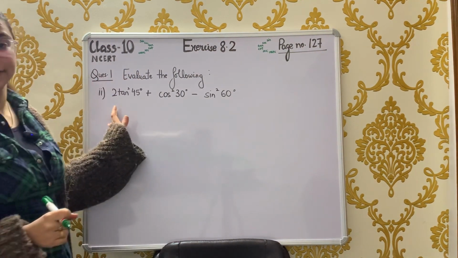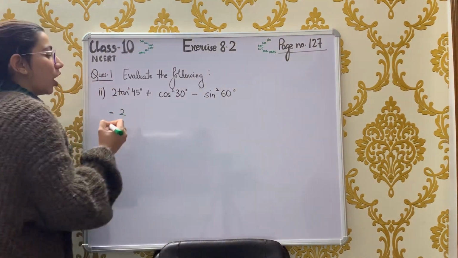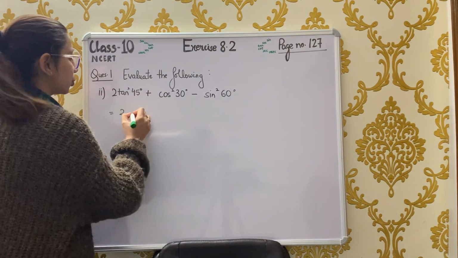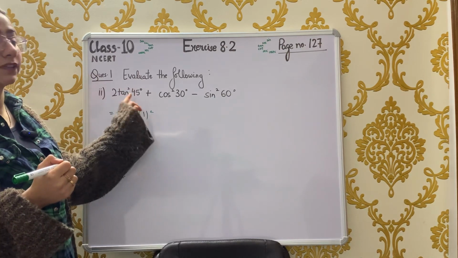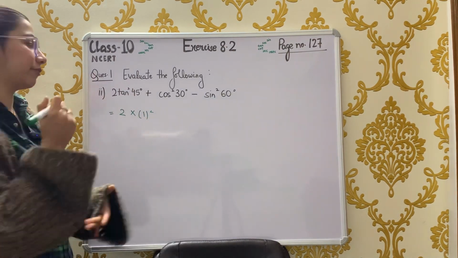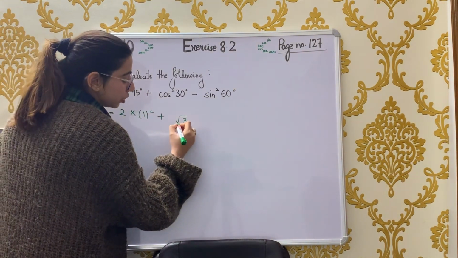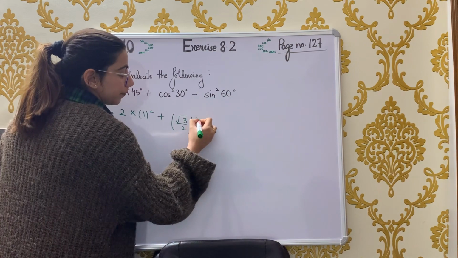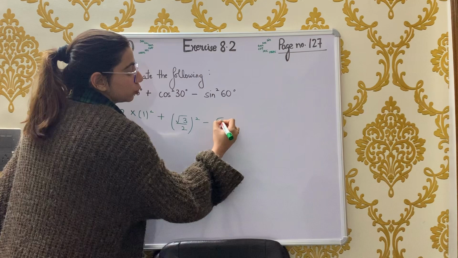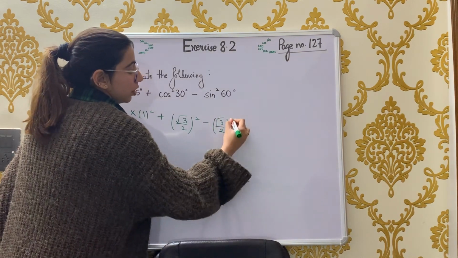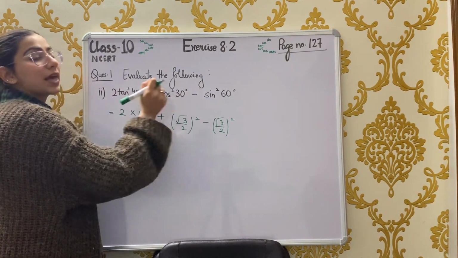Now, the second part is 2 tan square 45 plus cos square 30 minus sin square 60. Now, we know tan 45 is 1. So, 2 into 1 whole square. Why? Because we are given tan square 45, so we need to square the value of tan 45. Plus cos square 30. We know cos 30 is root 3 by 2, so root 3 by 2 whole square. Minus sin square 60, so that would be root 3 by 2 whole square.